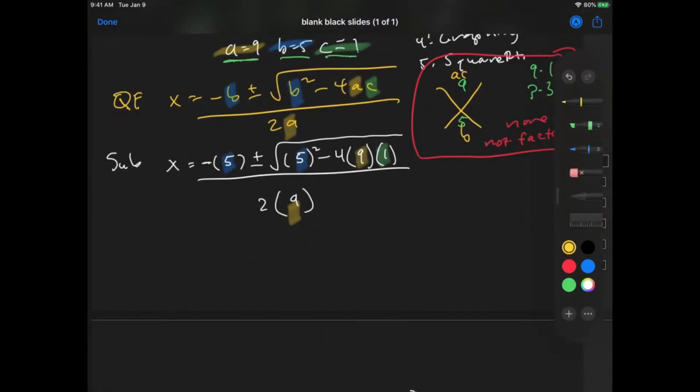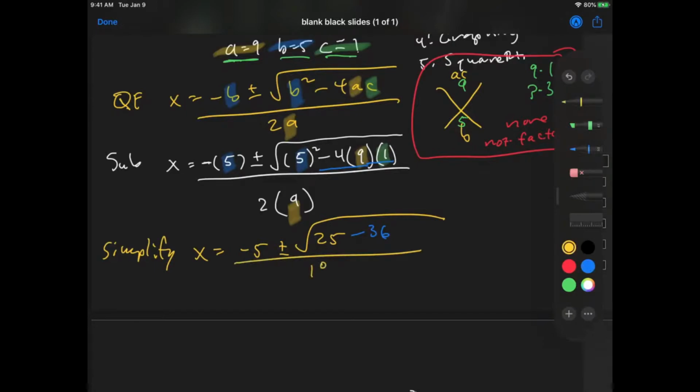Okay, so let's go ahead now and simplify. To simplify, we just take the opposite of positive 5, which is negative 5. 5 squared is 25. Now, if you're wondering what math operation to write over here, let me do this with you. Negative 4 times 9 is negative 36. Times 1 is still negative 36. And this would be all over 18.